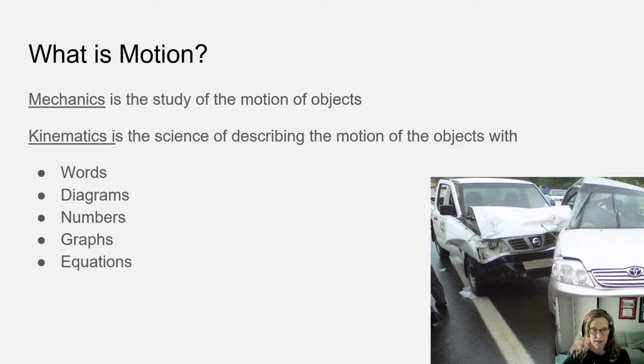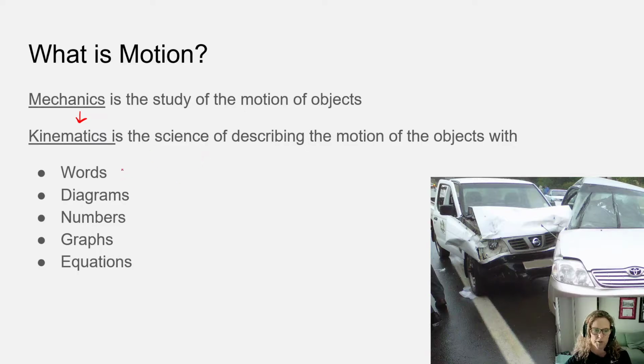The first one is mechanics. So mechanics is just the study of how stuff moves. I'm going to take an object and study what made it move, how it's moving, and that term is just called mechanics. And we use another term called kinematics to describe the motion that the object's doing, and we use different things like words.